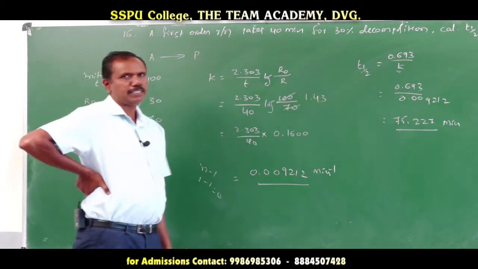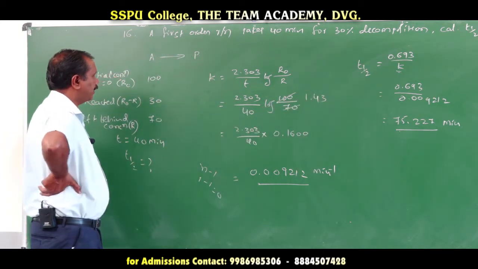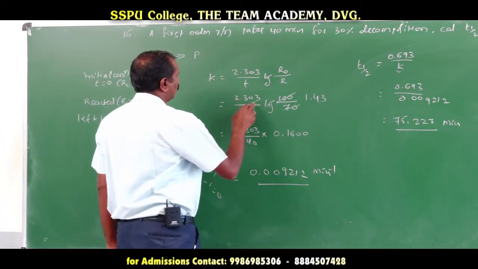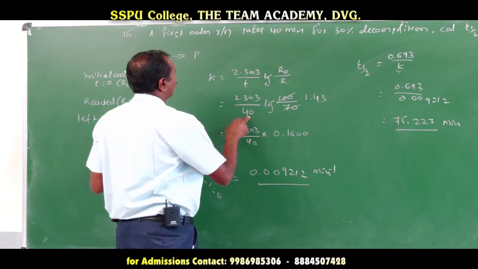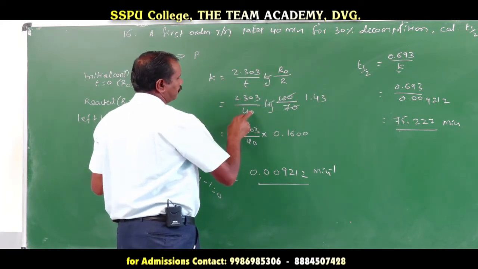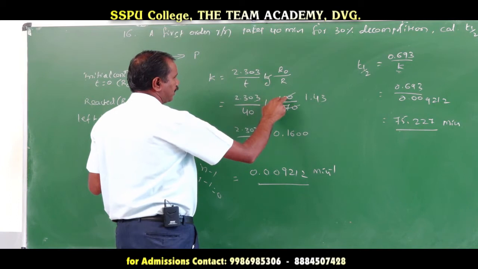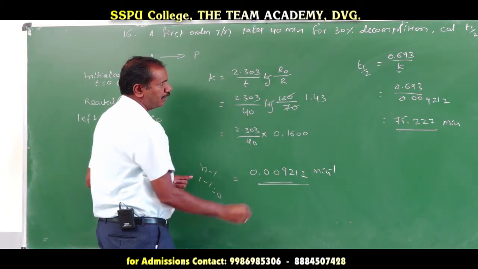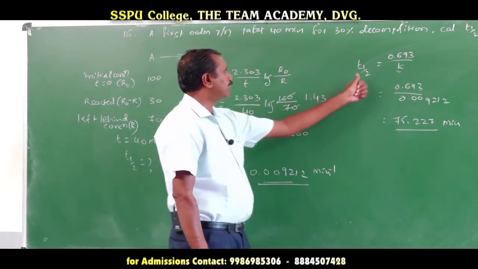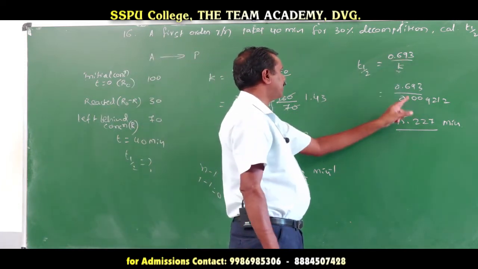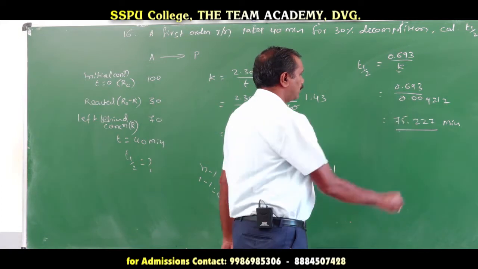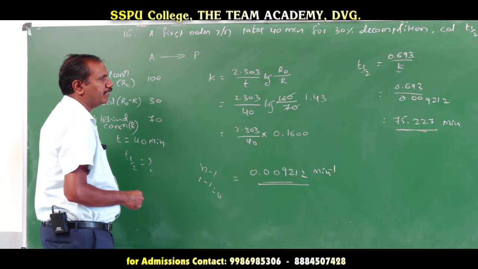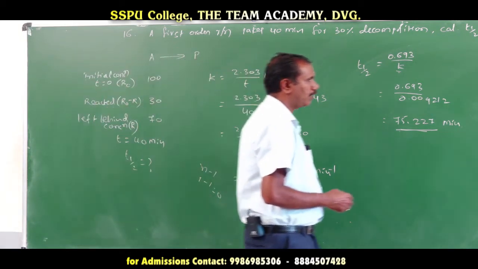T half can be calculated by 0.693 by K. So K is 2.303 by t, log of R naught by R, with 40 minutes to decompose 30%. R naught value is 100, R value comes out 70, then we can get this value. By knowing that K, we calculate T half as 0.693 by 0.009212. Finally, the half-life period becomes 75.227.